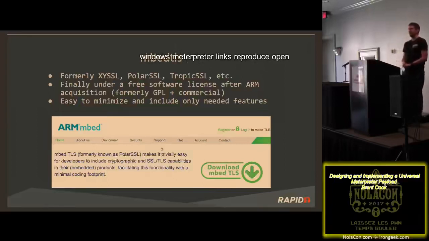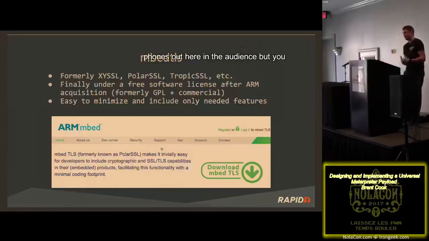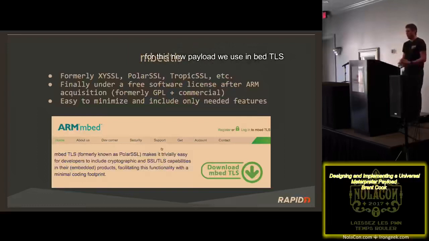For SSL, Windows Meterpreter and Linux Meterpreter used OpenSSL. And I know you guys love OpenSSL, right? I can see a lot of OpenSSL fans out here in the audience. But of course, aside from the pain it is to build OpenSSL, it's very, very big. In fact, if you were to look at Meterpreter today and you see it loading that initial 900K per stage, 700K of it is OpenSSL. We're hoping to get rid of it at some point, but at the moment that's where it is.